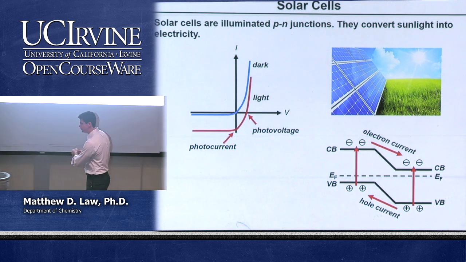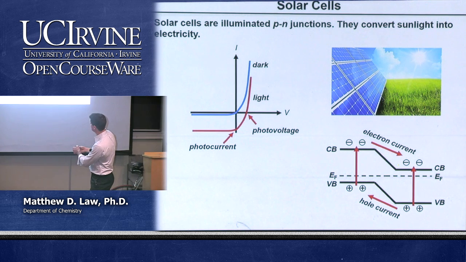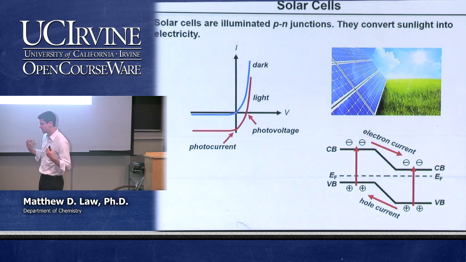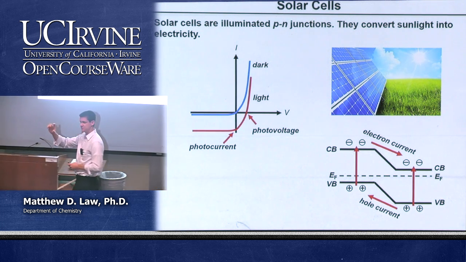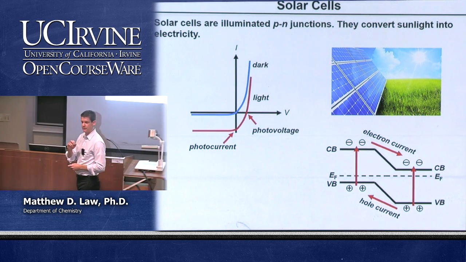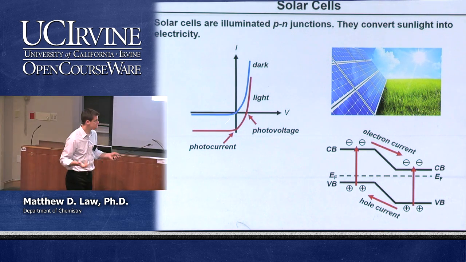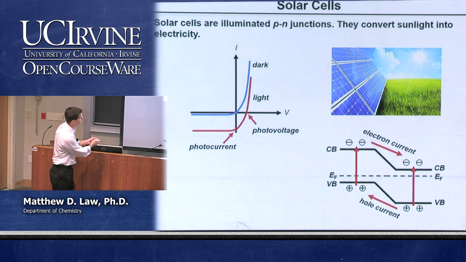And there's also a voltage associated with this. The voltage is due to this built-in potential energy difference here. Okay? So those carriers are going to come out with a voltage that's related to the size of that barrier. And so you'll have both a current and a voltage, and that's how you get this kind of current voltage characteristic here.